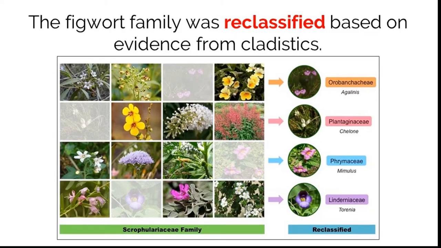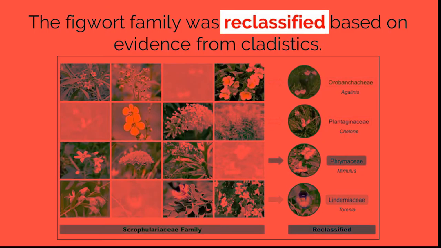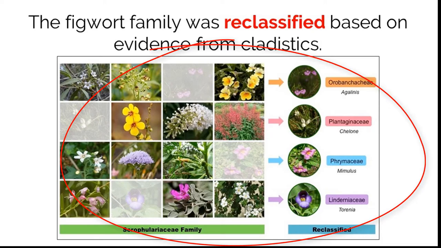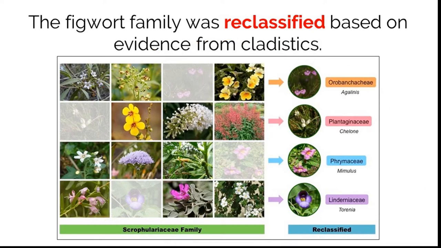Evidence from cladistics has brought about the reclassification of some taxonomy groups. Figworts, for example, used to be classified into a very large family that contained over 275 different genera. Based on molecular evidence from examining chloroplast DNA, they were reclassified from one clade into five different clades, showing more divergence in morphology, which made the groupings much more meaningful to scientists and the evolutionary history of the organisms.